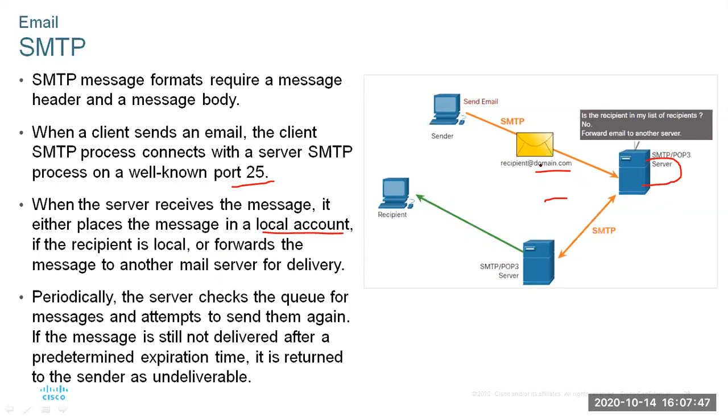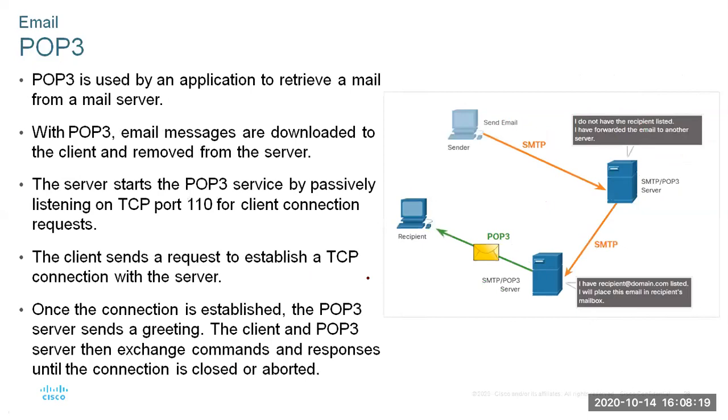All right. But if I'm sending from Gmail to Yahoo, that means I am not using local accounts. If that is the case, it's going to forward the message to another mail server for delivery. All right. So periodically, the servers check the queues for messages and attempt to send them again. If the message is still not delivered after a predetermined expiration time, it is then returned to the sender as unreachable.